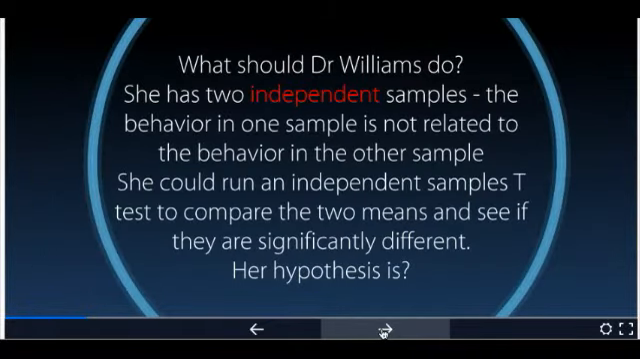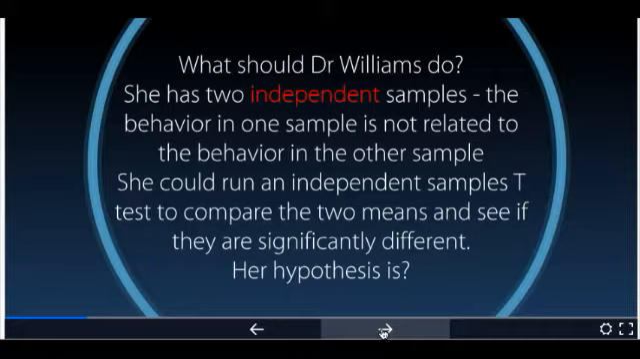So what should Dr. Williams do if she's doing this research? She has two independent samples. Notice the word independent there, highlighted, meaning that the behavior in one sample is not related to the behavior in the other sample, meaning she probably randomly assigned a large group of people into two groups here. And they are independent, meaning if you're in one group, you're not in the other group. You're only in one group. So you're either getting Prozac or ketamine, not both. She could run an independent samples t-test to compare the two means and see if they are significantly different from each other.